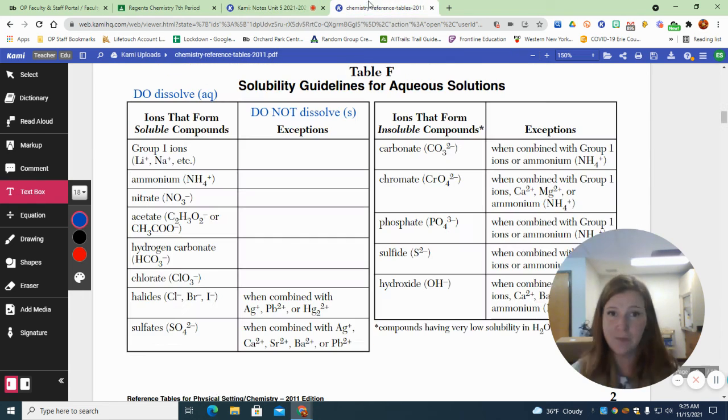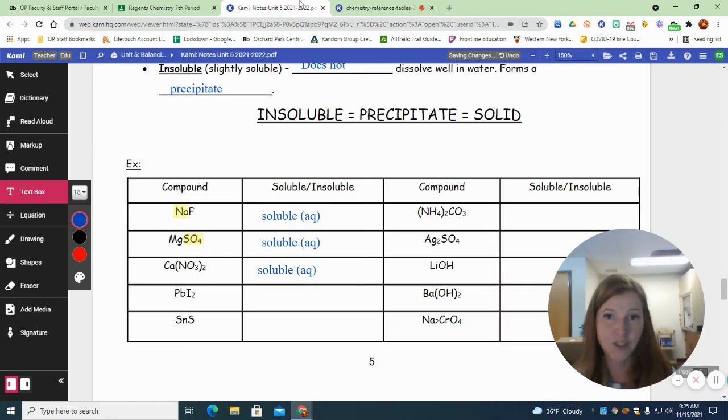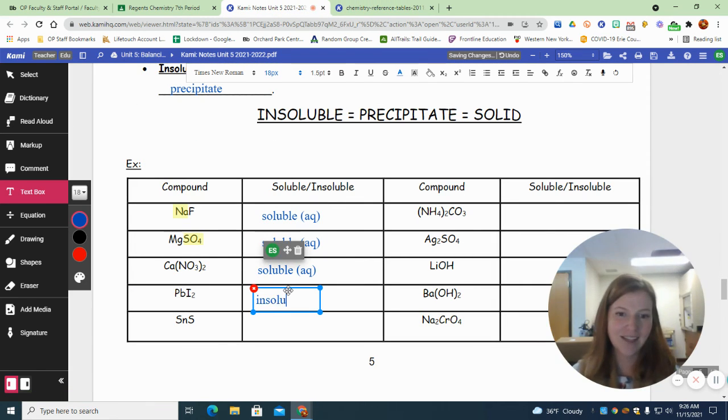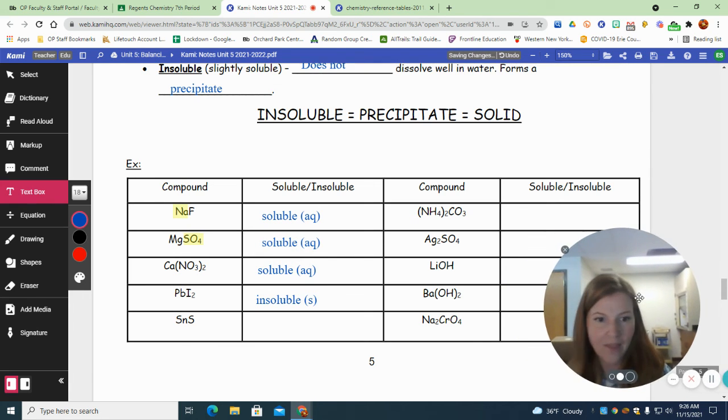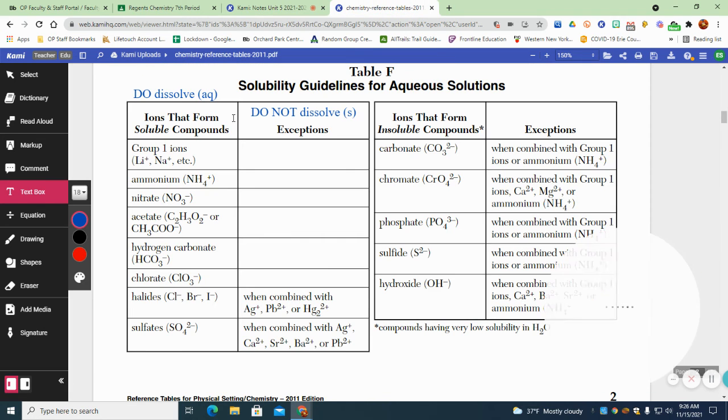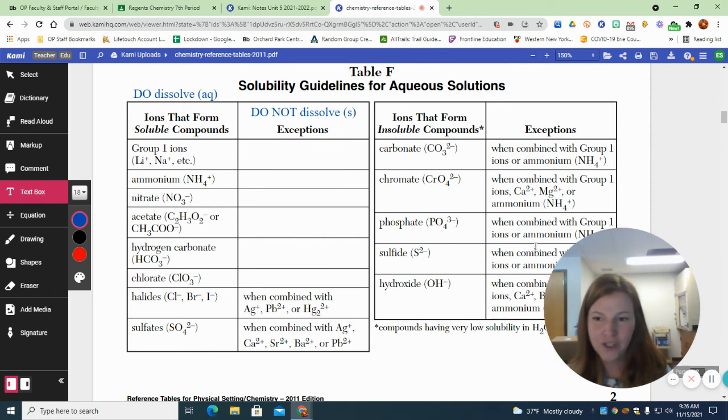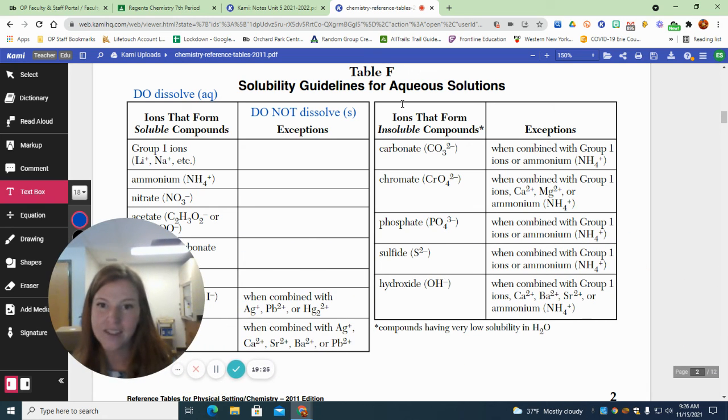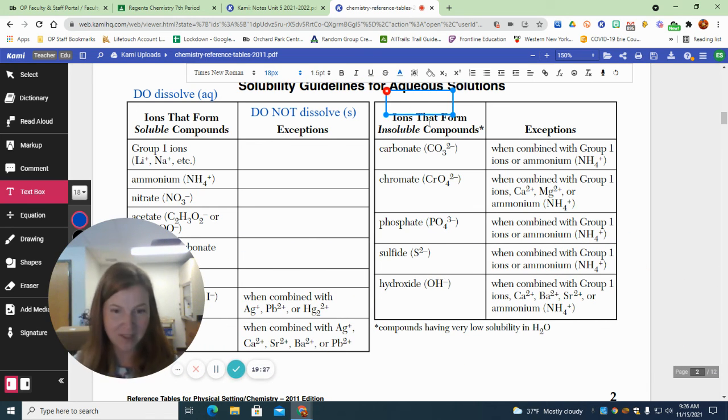PbI2, we literally just did this one, right? So here's iodine, usually soluble, except when with Pb. So this would be insoluble, which means we'd mark it as a solid with an S. And then SnS. So now we're on this other side of the table here, which is kind of the opposite, where they give us ions that form insoluble compounds, which means they do not dissolve. We mark them with an S. And then the exceptions to these would be soluble. They do dissolve. We'd mark them with an AQ.